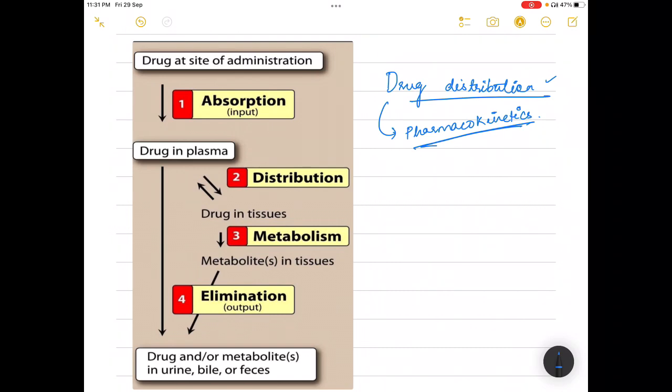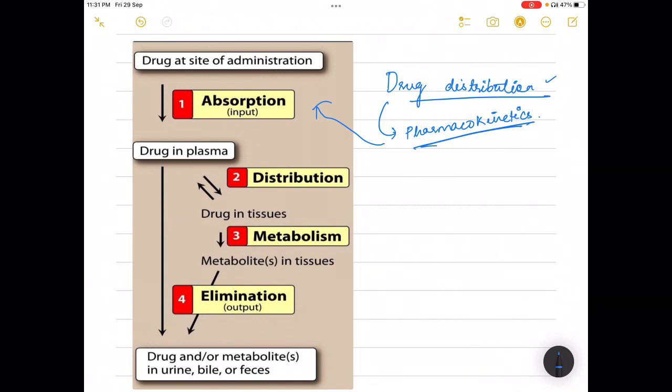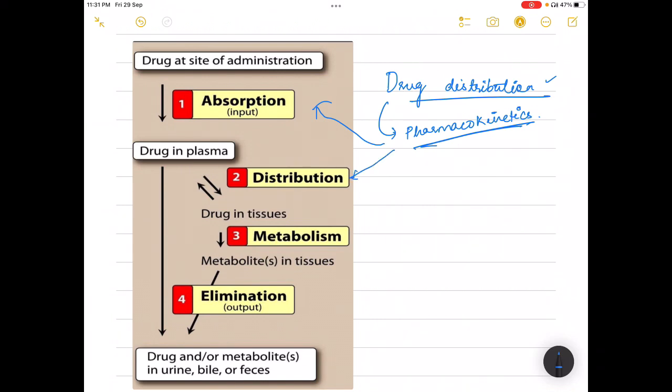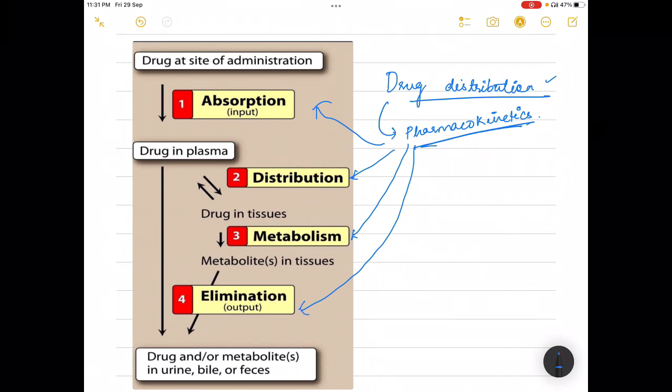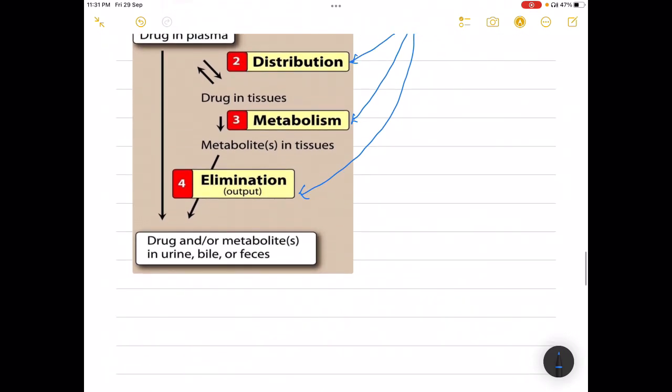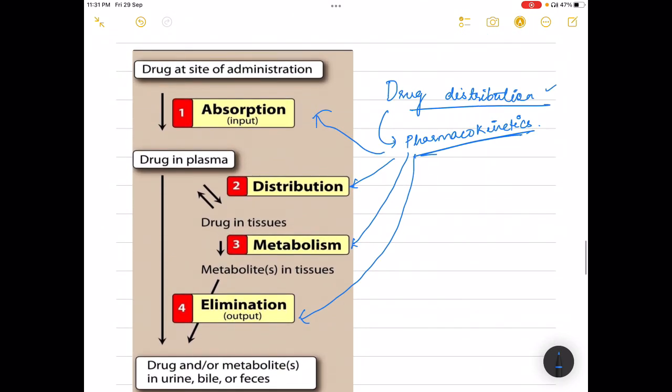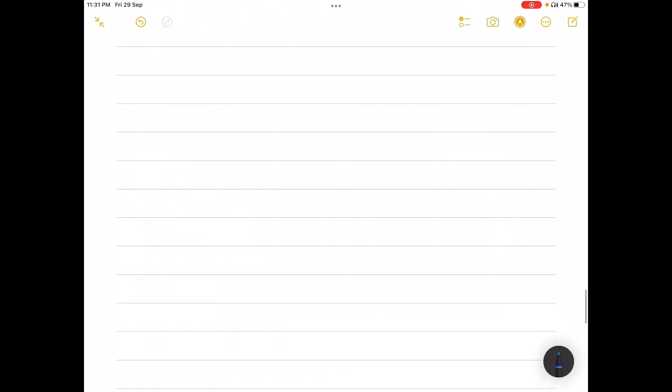So what the body does to the drug is it either absorbs the drug, then it distributes the drug, then there is metabolism of the drug, and finally there is elimination of the drug. So these are the four parts of pharmacokinetics: absorption, distribution, metabolism, and elimination. So coming to what is distribution. Distribution is the delivery of the drug to the tissues.